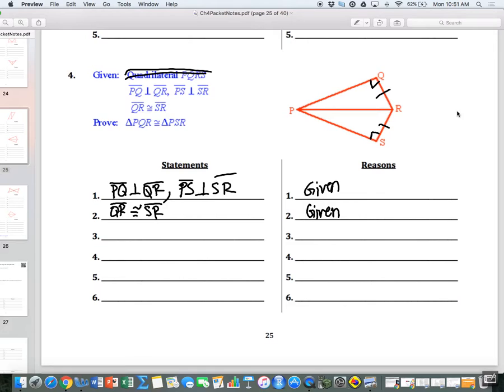So that's the next thing that you need to say. Angles Q and angle S are right. Why is that true? So what is my reason for that? Jake? Definition of perpendicular. Very good. Definition of perpendicular.